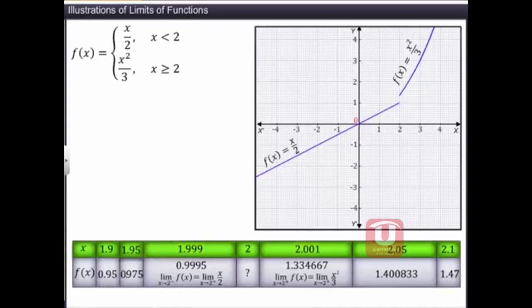We can see that there is a significant shift in the value of the left-hand and the right-hand limits. This implies that the two limits do not coincide with each other and the limit of the function does not exist at x equal to 2. This is evident from the graph.